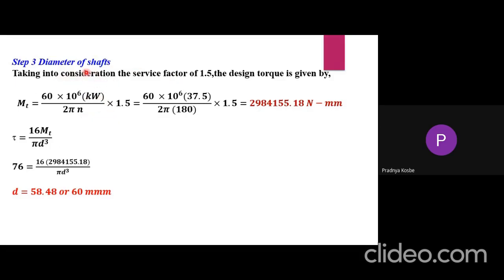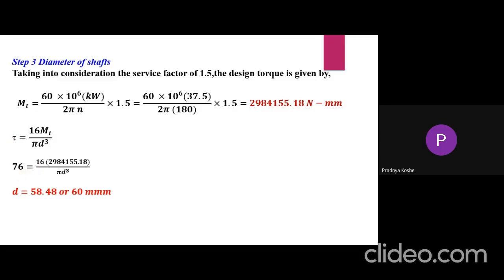Now here the service factor is also given, which is 1.5. So we have to multiply by 1.5. It is equal to 60 into 10 raised to 6, power rating is 37.5 kilowatt, divided by 2 pi into 180, speed is 180, into service factor 1.5. We get this answer: Mt is 2984155.18 Newton mm.